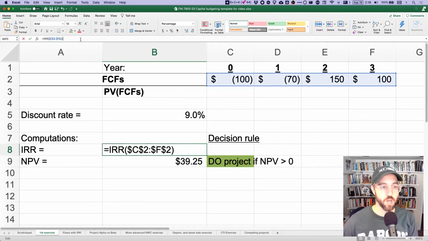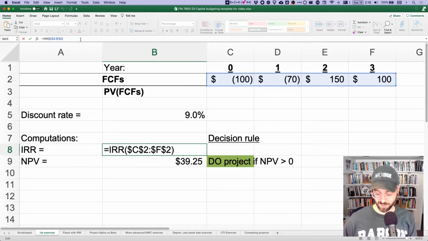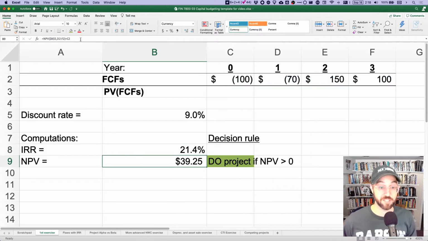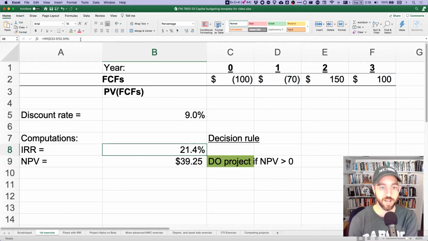And so sometimes we want to actually just put in a little initial guess. We don't actually know what it is in advance, but maybe it's something like 50%. And Excel will use that as its first guess to start its search. And that might help Excel find the answer a little bit more quickly. I'm going to come back to that guess question in a moment when I talk about some flaws with the IRR method of decision making. So we've got an IRR on the project, an internal rate of return of about 21.4%.